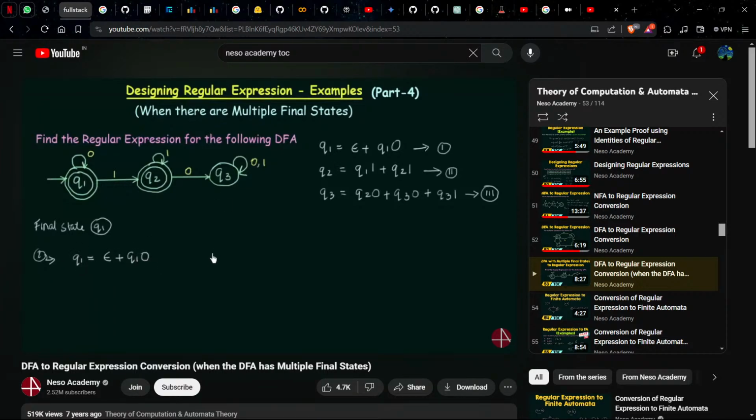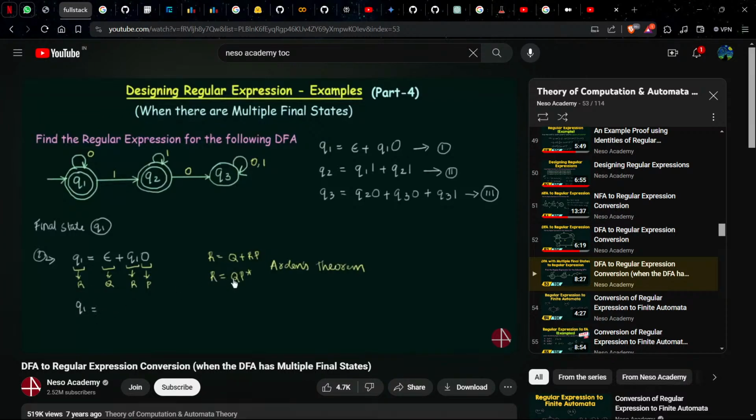If you see this equation, it is of the form r equal to q plus rp, where q1 is my r, epsilon is q, the q1 right here is also r as we said, and this 0 is the p. Whenever you have an equation of the form r equal to q plus rp, it can be written as r equal to qp star from Arden's theorem.